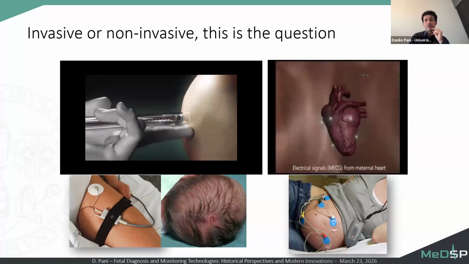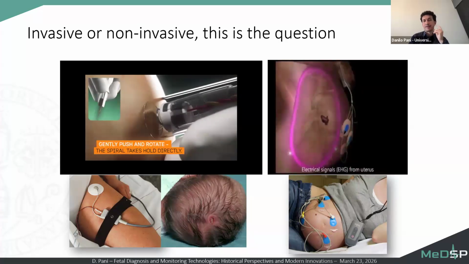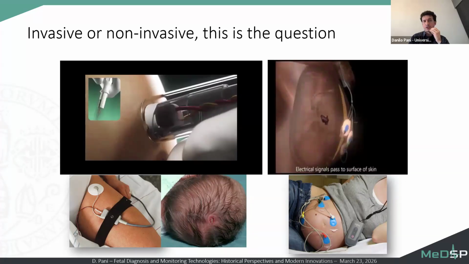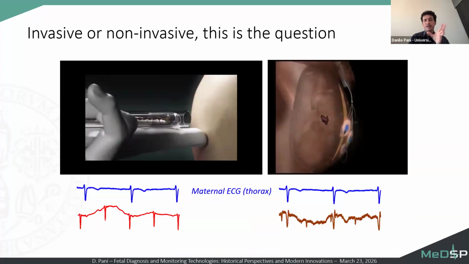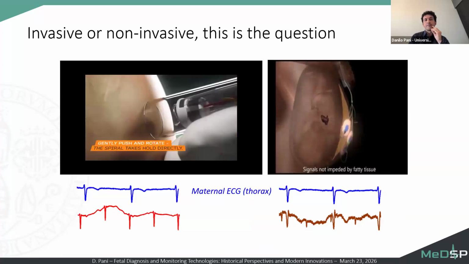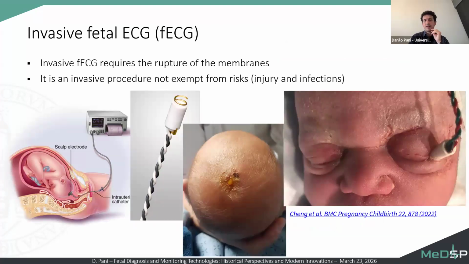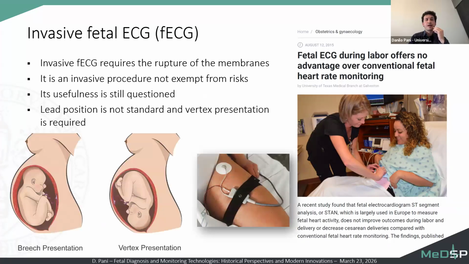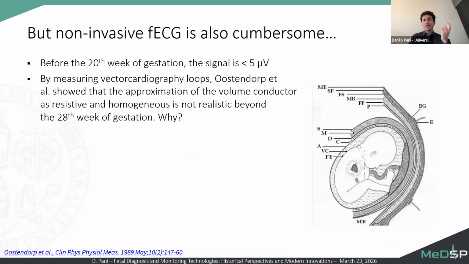So it's an invasive procedure that is not exempt from risks, compared to non-invasive recordings that are based on conventional ECG electrodes. Of course, the signal-to-noise ratio is different in the two cases, but the problem of invasive fetal ECG is mainly a problem of safety and the fact that it can be used only when membranes have been broken. Also, the advantage of these techniques during labor is questioned by some researchers. Lead position is also non-standard and vertex presentation is required.